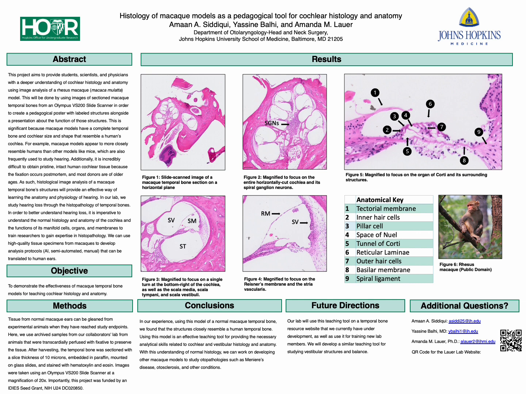Figure 3 is magnified to focus on a single turn at the bottom right of the cochlea, as well as its scala media, scala tympani, and scala vestibuli, all of which have been labeled. Figure 4 is zoomed in even more to focus on the Reissner's membrane and the stria vascularis, and Figure 5 has been zoomed in even closer to focus on the organ of Corti and its surrounding structures, all of which have been labeled on the anatomical key below, which will also be discussed in depth at the live presentation for this poster, alongside an explanation of each of their functions.